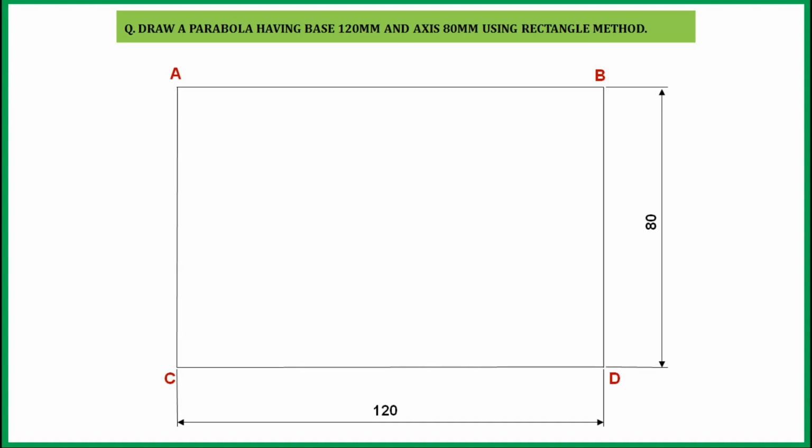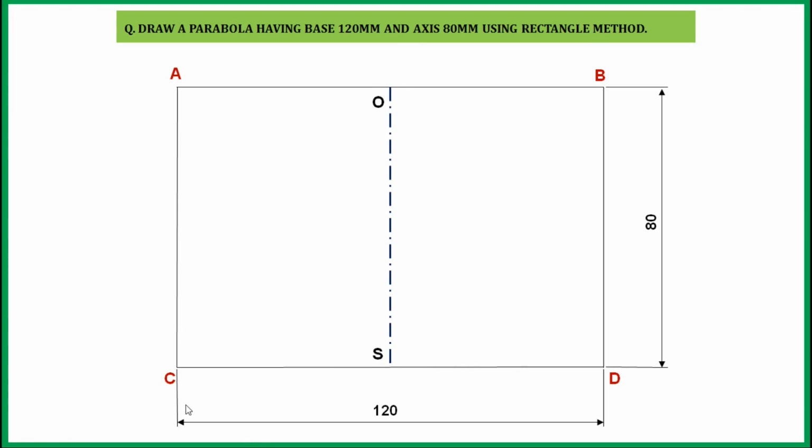Now the vertical axis of the parabola is given, which passes through the center of the lines AB and CD. So by taking the midpoint of lines AB and CD, we'll draw one axis which represents the axis of the parabola, and it is designated by the letters OS.